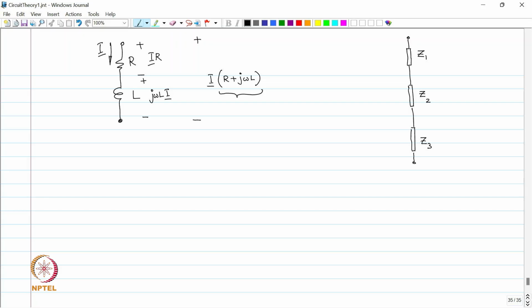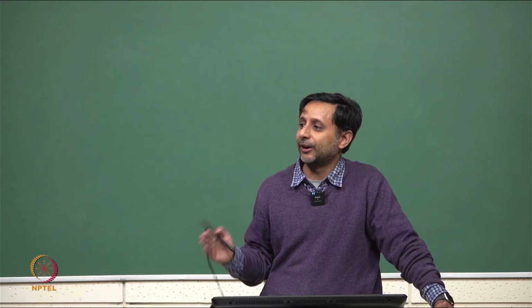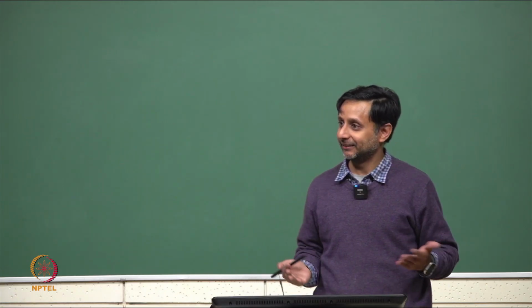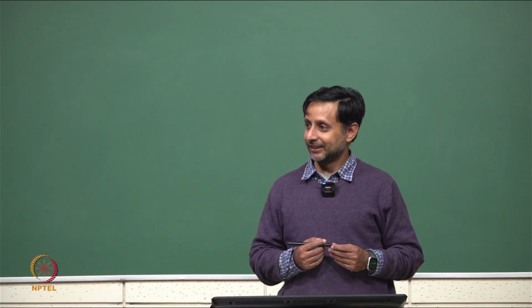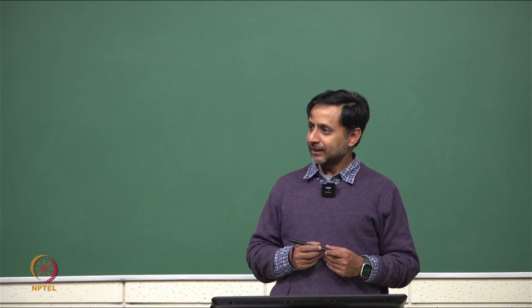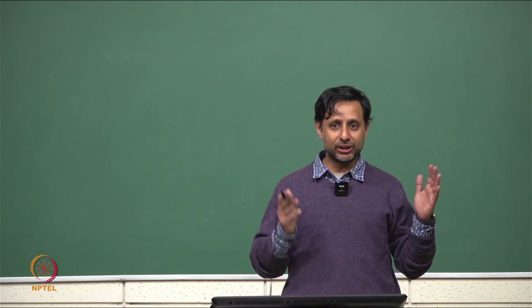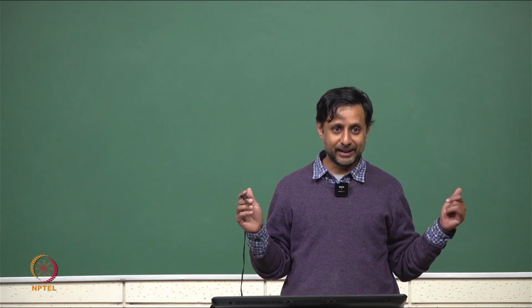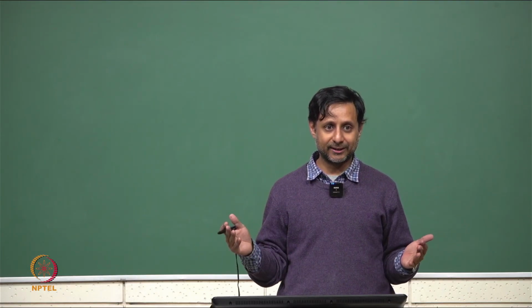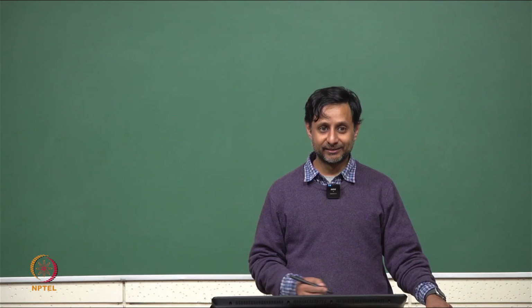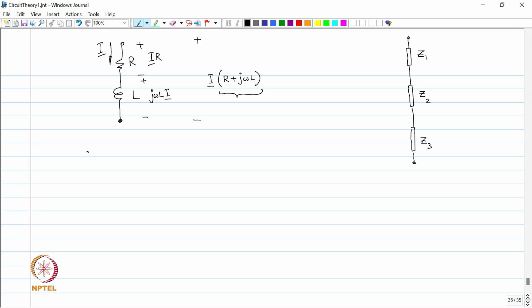Z1 plus Z2 plus Z3, right, and Z can be a complex quantity now, not purely real, not purely imaginary, it can be anything plus anything. Is this okay? And you can put things in parallel also. If you have Z1 and Z2 in parallel, what will you get? So, let us put things in parallel.